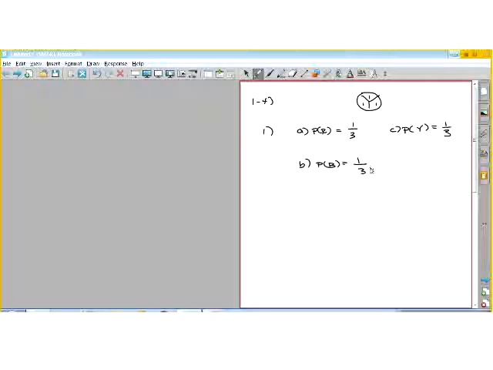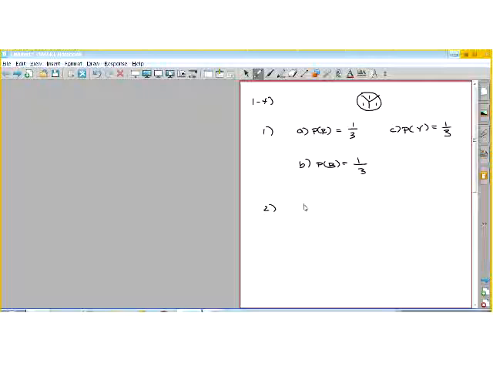And if you add up all the probabilities, you get 1. That's because the probability of getting at least one of these colors is going to be 1, because there's no space that doesn't have a color. Okay, so that's number 1.